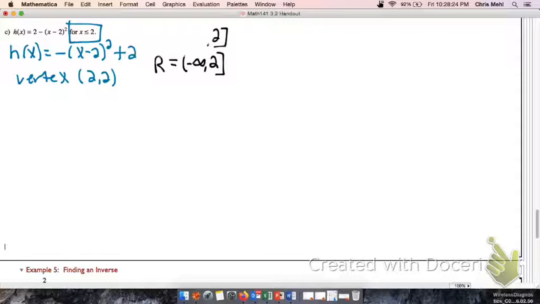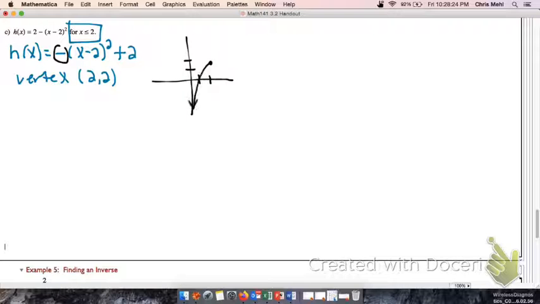I noticed my video paused on me again, so I might be repeating myself. What I did was I took h of x and rearranged the terms and wrote it as minus (x minus 2) squared plus 2. And the vertex would be the point (2, 2). If I go 2 to the right and up 2, there would be the vertex. And this negative leading coefficient tells me that the parabola opens downward.